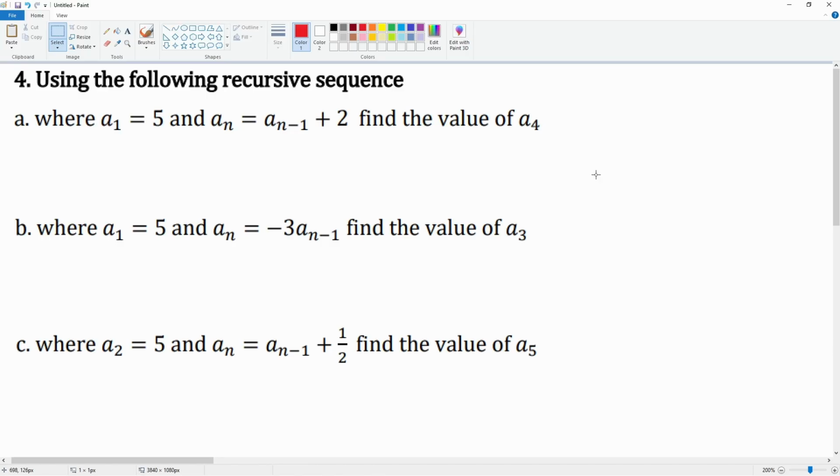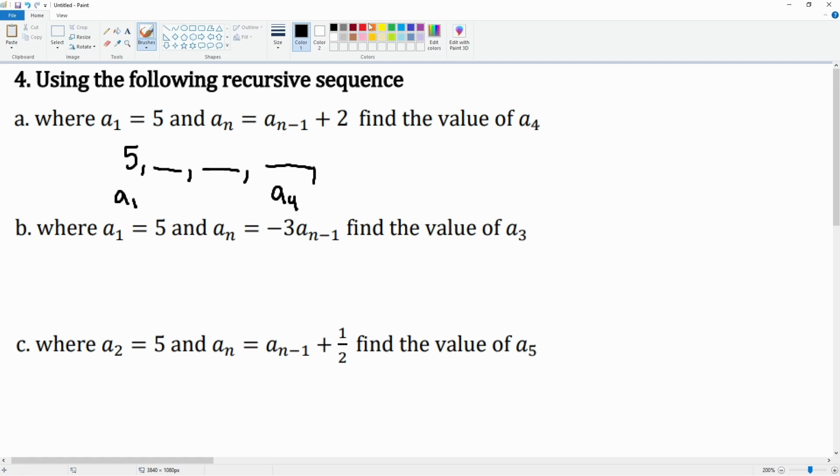Number 4, you're going to use the following recursive sequences. So this is when we know that A1 equals 5. That gives us the recursive formula. Then we're asked to find A4. So let's just write out that sequence here. We have 5, this is our A1 term. Then our second term, then our third term, then we are given our fourth term, which is A4.